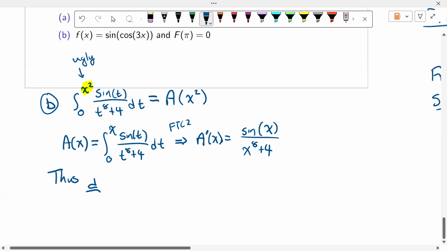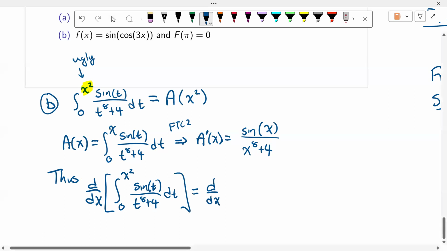Thus, when I'm asked to take the derivative of this ugly thing, the integral from 0 to x squared of sine of t over t to the 8 plus 4 dt, I'm really being asked to take the derivative of A of x squared. Does that sound good? All right, I can take this derivative. Now, there's a rule I have to use to take this derivative. Do you see what rule I have to use?